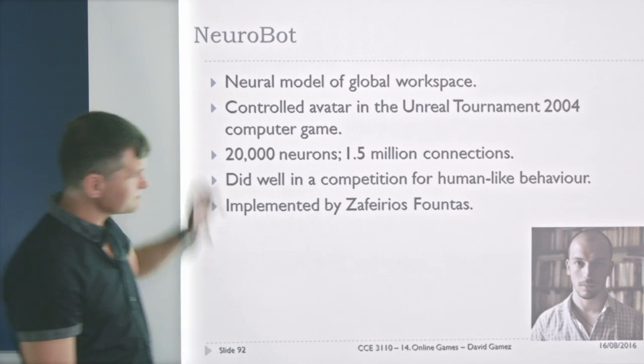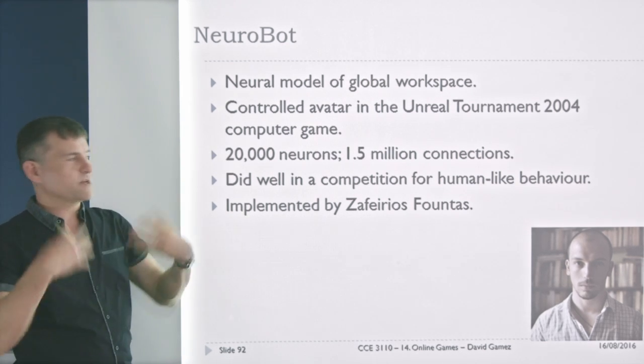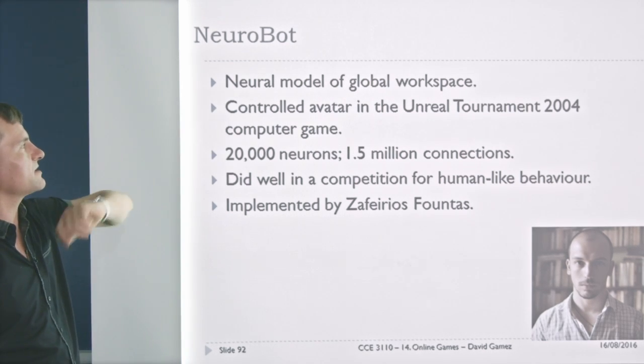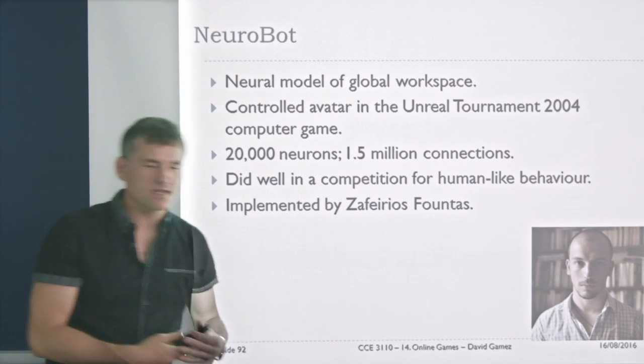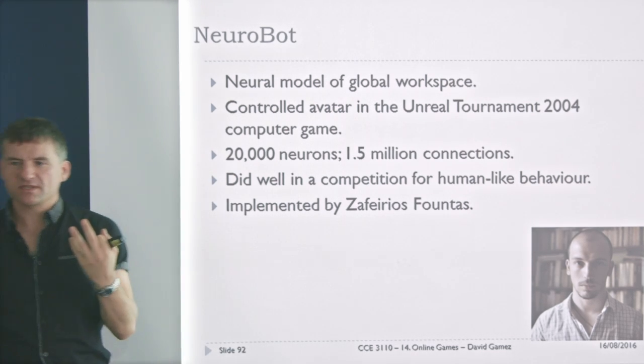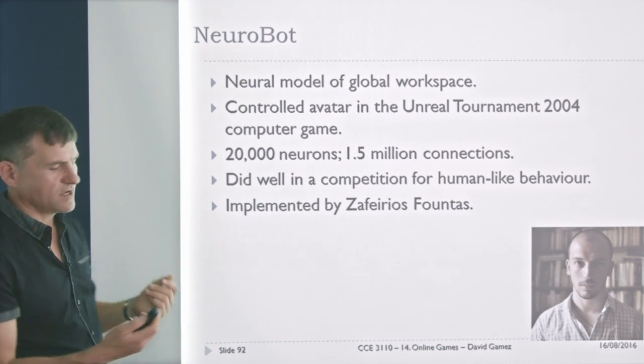In my work in this area, we built this model of what's going on in your brain when you're conscious, called a neuronal model of the global workspace. This was used to control an avatar in Unreal Tournament, and the idea was we were trying to produce human-like behavior, because there's a competition for human-like behavior.